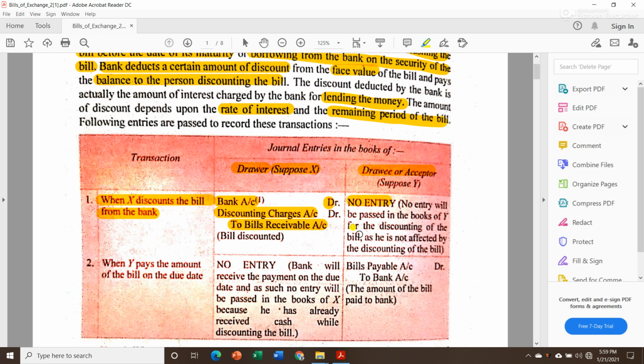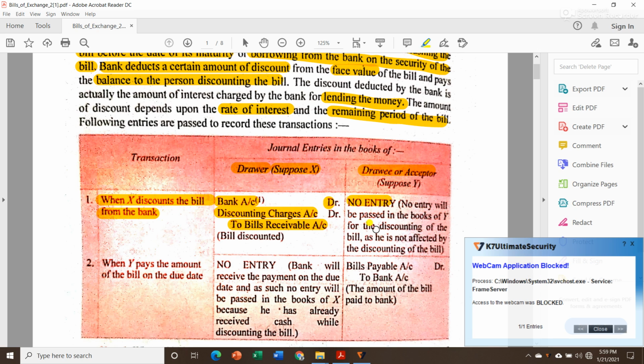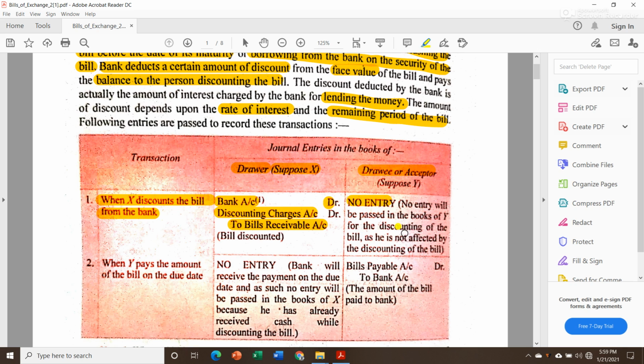So for the discounting of the bill, as he is not affected by the discounting of the bill. It means when X discounted that bill, Y was not affected by this transaction at all, so that is why there will be no entry in the book of Y.